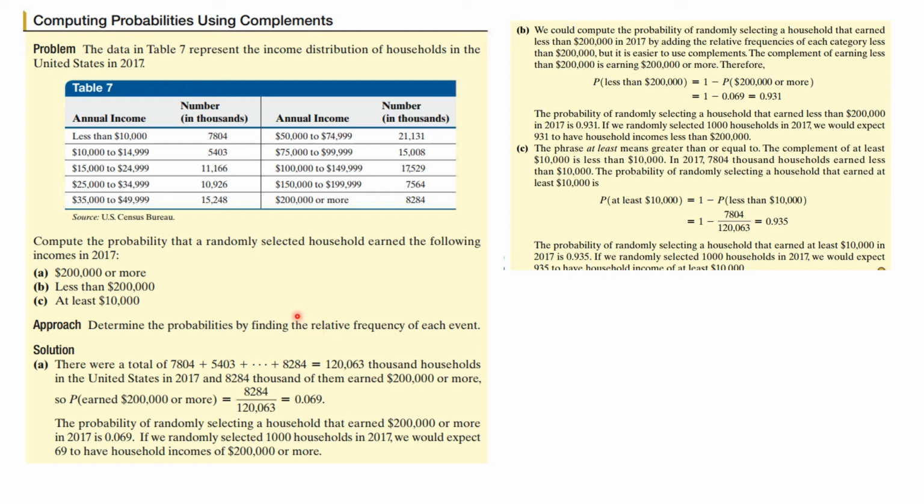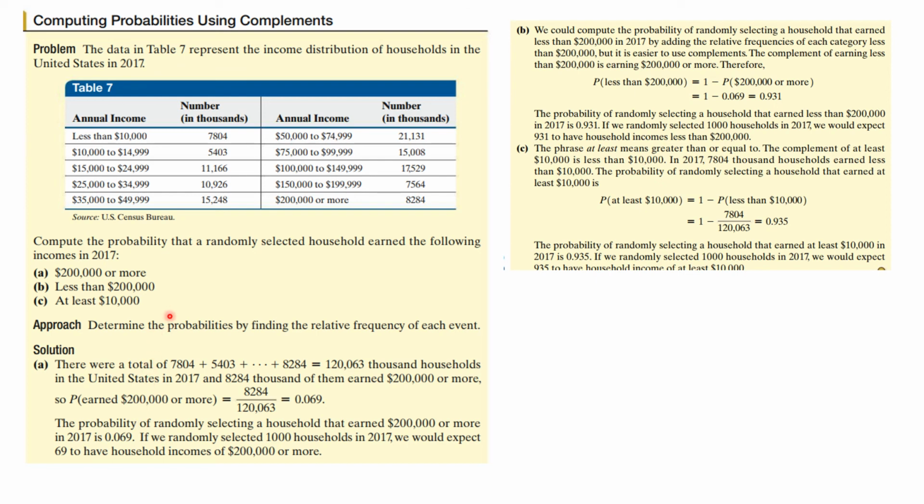B says less than $200,000. Well, the easiest way to do that is by complement, because if you earn less than that, this is going to be 1 minus $200,000 or more. So the probability of less than $200,000 is 1 minus the probability of $200,000 or more. So this is 1 minus the number we found in A, which is 1 minus 0.069 equals 0.931. So that is the probability. You see, most people do earn, according to this data, less than $200,000 a year.